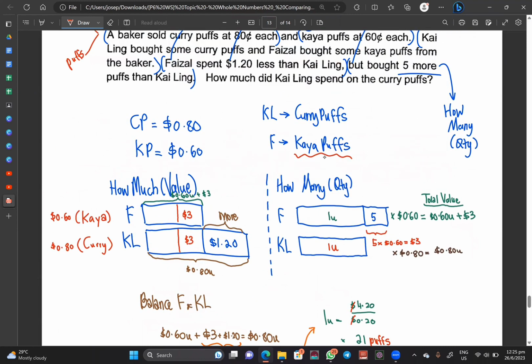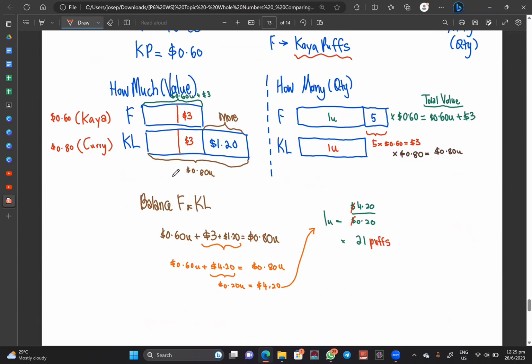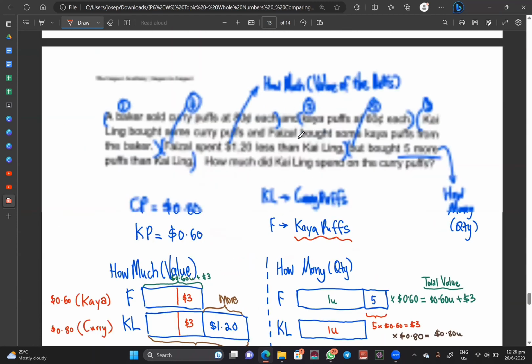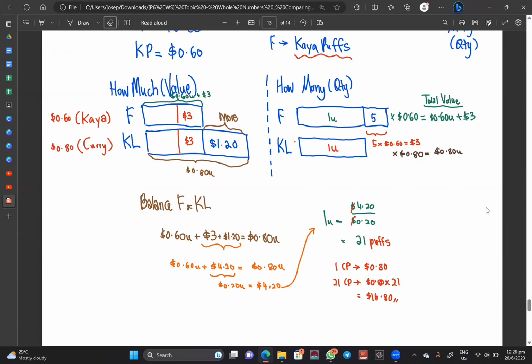How much? Oh, very important. When they say how much, that means you have to look at the value multiplied. So Kailing, as you can see over here, it's 80 cents. Since I know it's 21 puffs, Kailing bought, and one curry puff is 80 cents. So maybe you can write down, if you want to, one curry puff is 80 cents. Kailing bought 21 curry puffs, and therefore my answer has to be 80 cents times 21, and I'll get a beautiful answer of $16.80 for Kailing's spending.